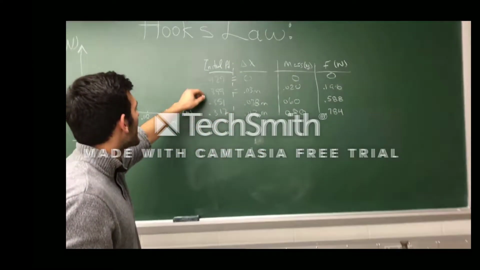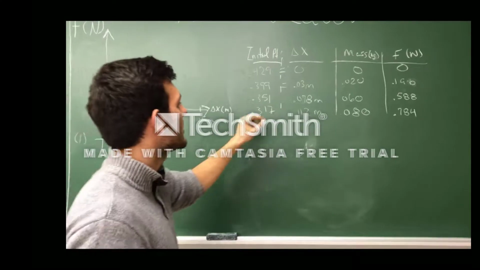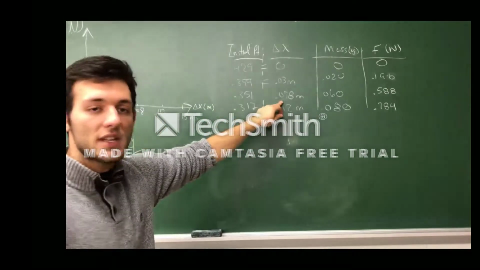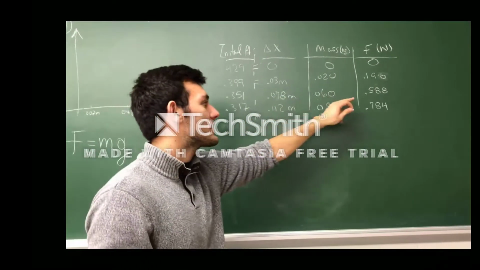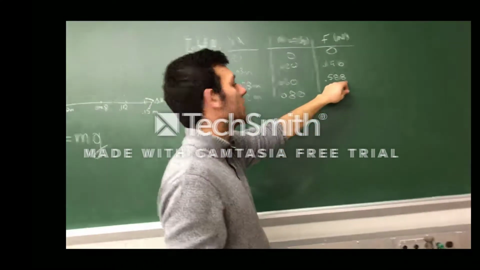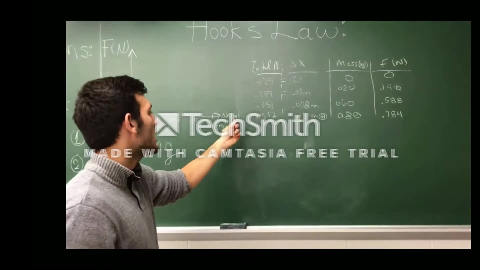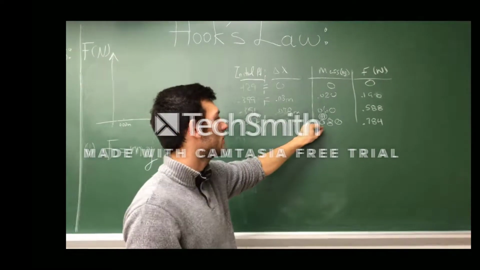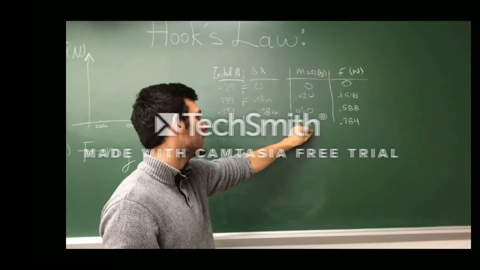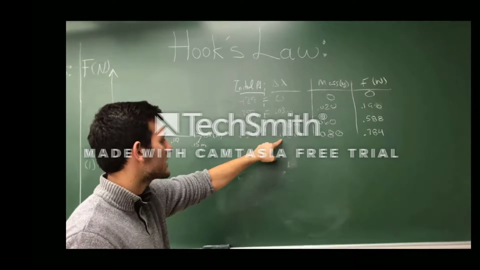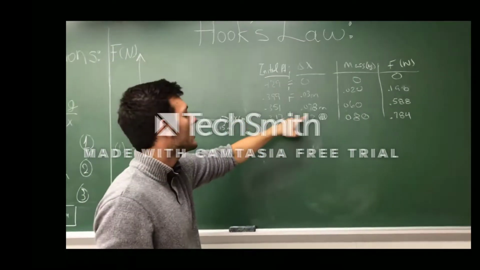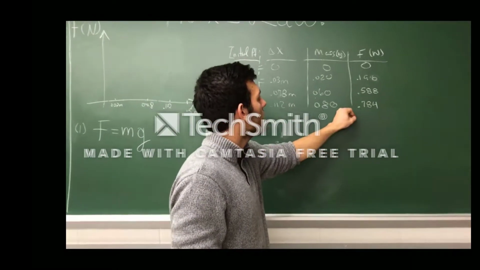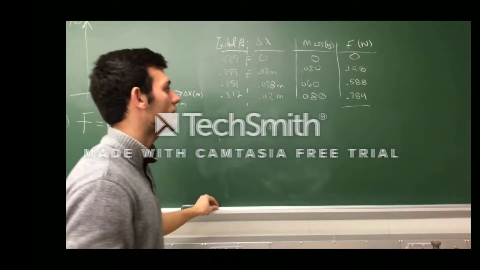Okay, and then we had another displacement because we added 20 more grams. The displacement for that was 0.078 meters, which gave us a force of 0.588 newtons. Then we added another 20 grams, so that we have a total of 0.080 kilograms, and that gave us a displacement from the equilibrium point of 0.112 meters, and our force here was 0.784 newtons.